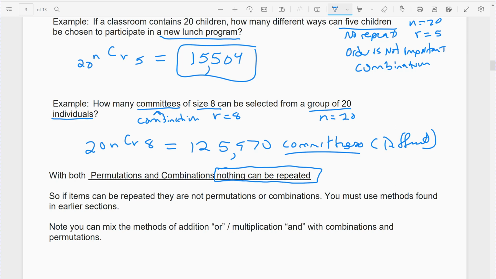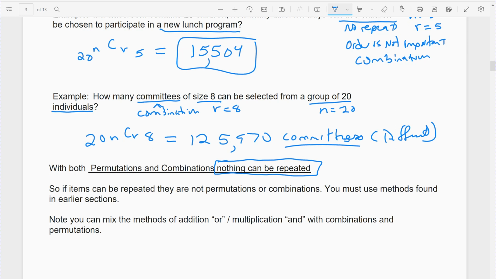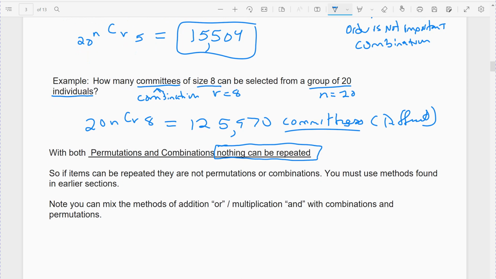where typically it's a multiplication or addition between our different numbers. You can mix "or" and "and" with combinations and permutations. What I mean by "or" and "and" is I could pick 3 people from 20 or 3 people from 15. So you would have 20 choose 3 plus 15 choose 3.